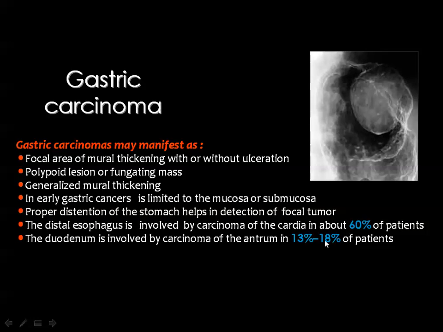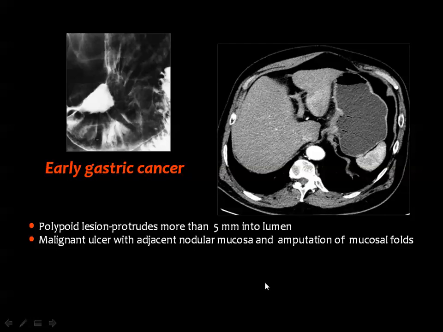The distal esophagus is involved by carcinoma of the cardia in about 60% of cases, while the duodenum is involved by carcinoma of the gastric antrum in up to 18% of patients. And one of the presentations is the malignant ulcer with characteristic everted edges, and you see some fine air loculi within the lesion.